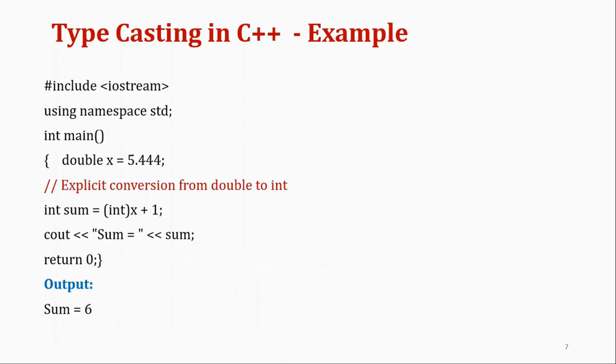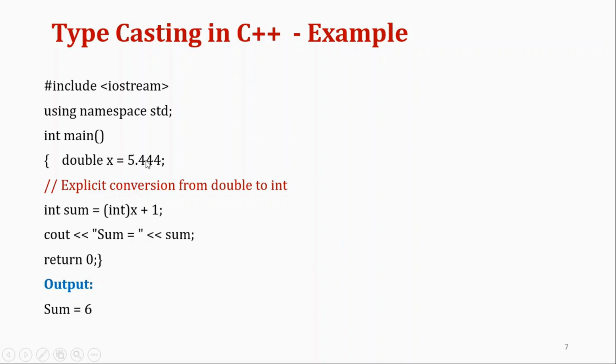Let us see an example program. So header file, namespace std for naming conflict avoidance, and main function. I'm having a double x as the variable whose value is 5.444. The int sum is the integer variable whose value is explicitly converting x into integer, and numeric integer 1 is added to this.